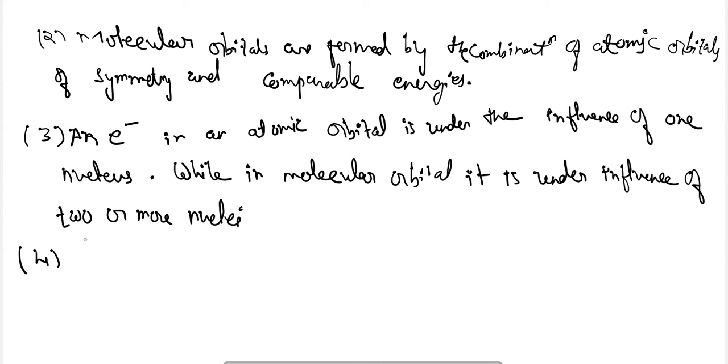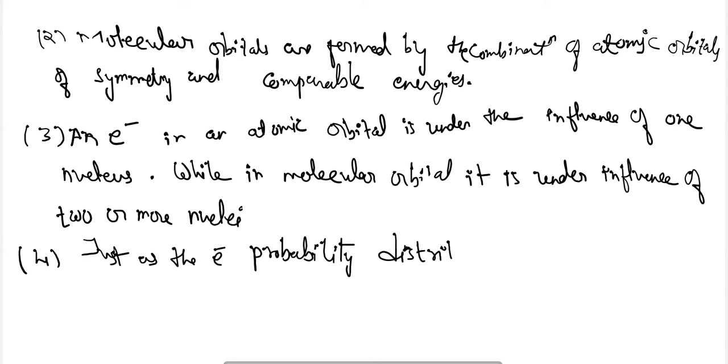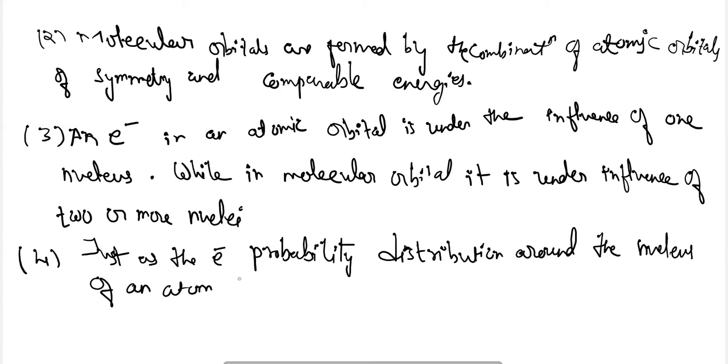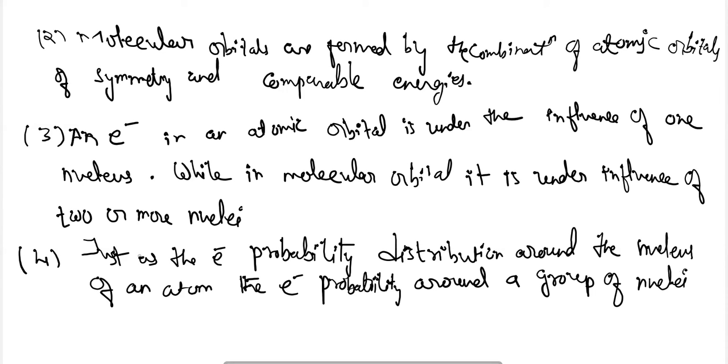Next, just as the electron probability distribution around the nucleus of an atom is given by atomic orbitals, the electron probability around a group of nuclei is given by molecular orbitals only.